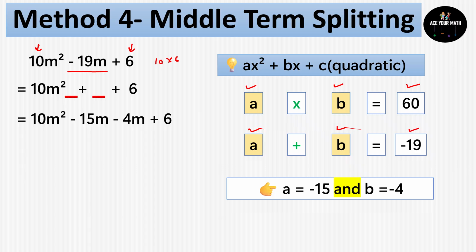Okay, now after writing in this form, you can regroup it. If you look at the first two terms, 10m square and minus 15m, in this 5m is common. So you can make a group here. So make a group of 10m square minus 15m, and in the next part, it is minus 4m plus 6. So if you take the minus sign outside, see, this thing is very important.